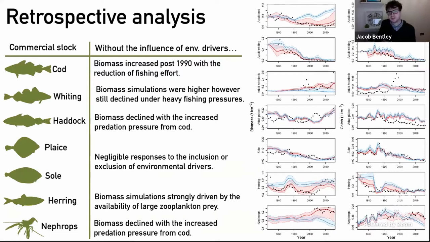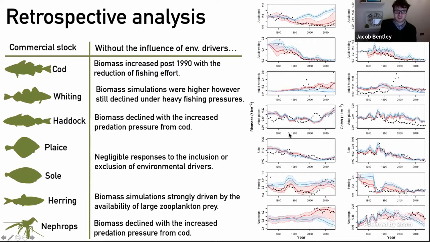There's just this one here. But what we were able to do is capture the general increase in haddock, but we found that without the environmental drivers, haddock didn't show this increase because of the interaction between cod and haddock. So this is a predation interaction, where when cod decreases, it releases haddock and allows it to increase in the ecosystem, which has been found in a few other regions as well, this relationship between cod, haddock, and whiting. Plaice and sole, we didn't find any strong impact of the environment on these stocks.